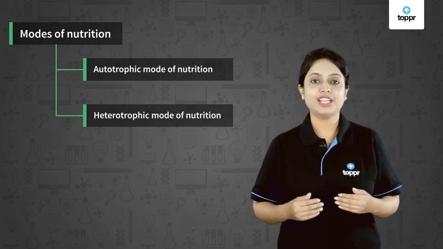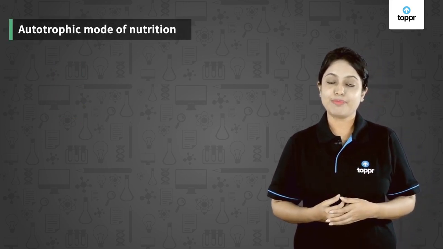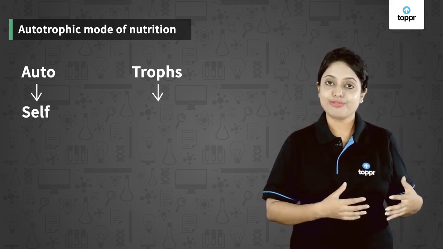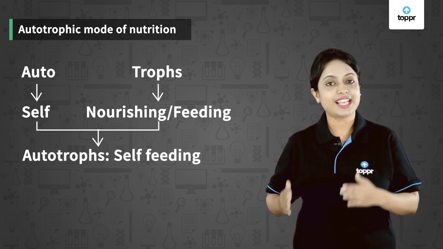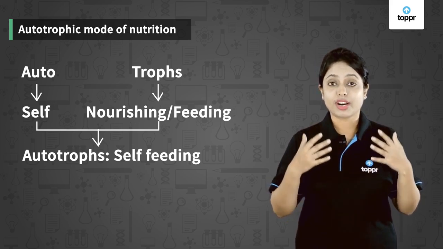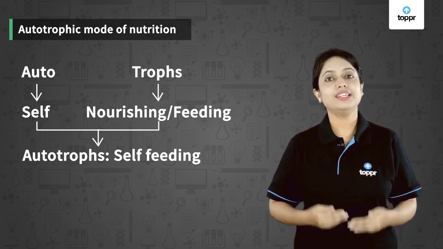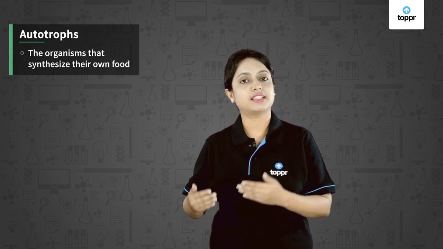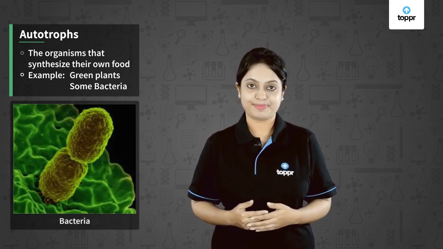In this lecture, we'll study autotrophic mode of nutrition in detail. The word autotroph is made up of two words, auto and troph. Auto means self, while troph means nourishing or feeding. So, the term autotroph means self-feeding. The organisms that make their food themselves or synthesize their own food are called autotrophs. So, if we want to define the term autotroph, we can say that autotrophs are the organisms that synthesize their own food. For example, green plants and some bacteria.